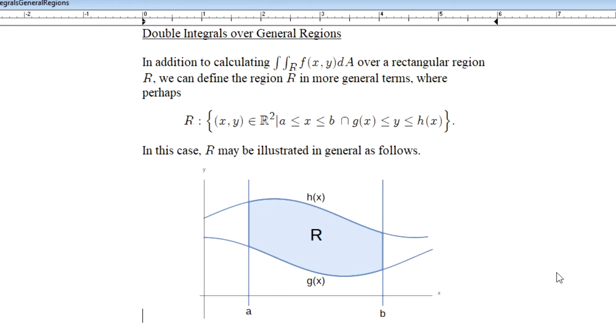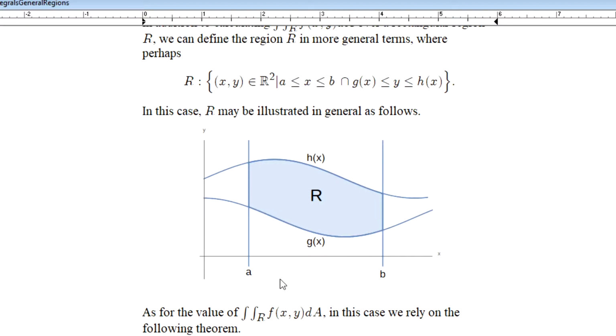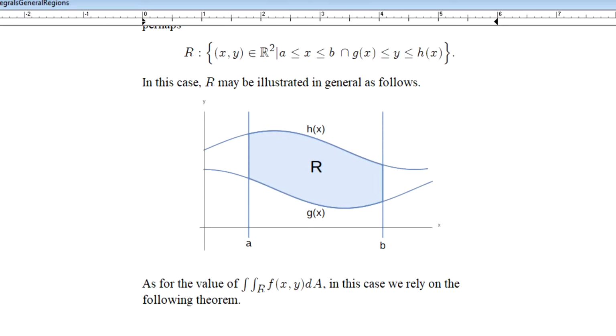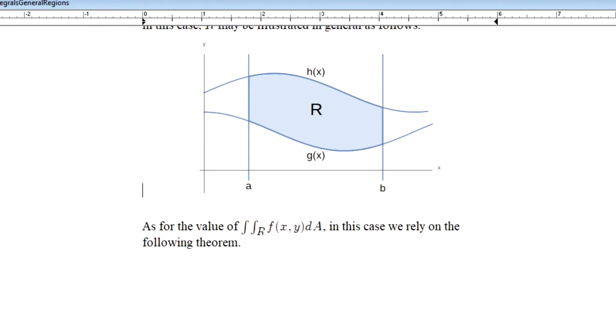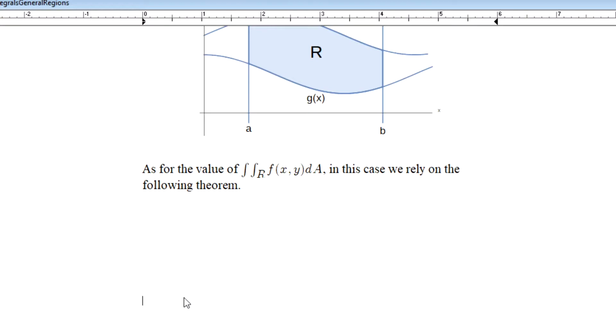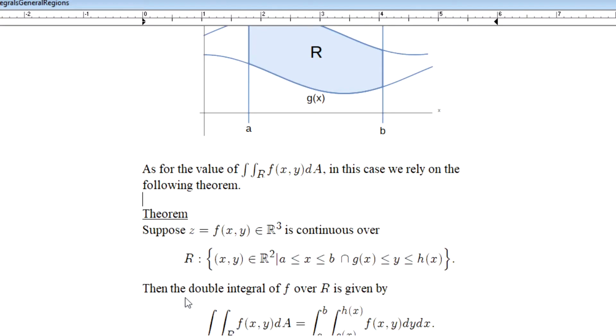And we're going to be considering having this surface occurring in three-dimensional space over R, and we might be interested in finding the net volume between the surface and this xy plane over this region of R. The way we would go about calculating that is we're going to rely on the following theorem. If I bring that theorem into view, I think I can fit it here. I may have to scroll up a little further.